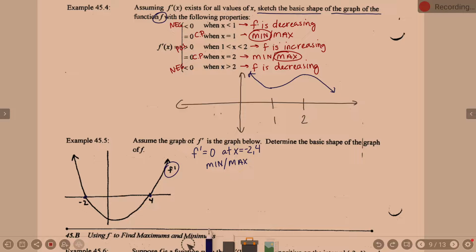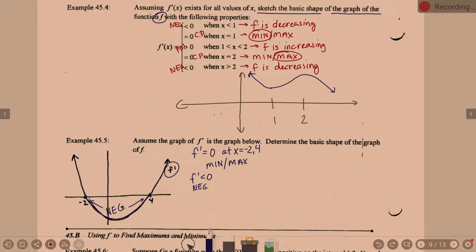Where is my graph? Where is my derivative between -2 and 4? Where is this graph? It is negative, yes? From -2, which means decreasing between those two. Right. From -2 to 4, my derivative is negative, which is going to result in a decreasing graph. So I'm going to say that f prime is less than 0, aka negative.